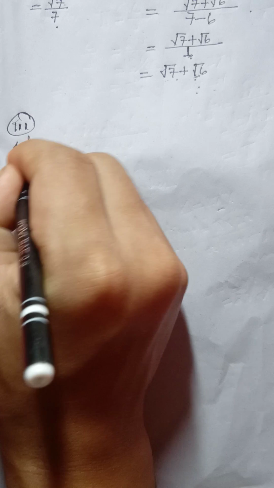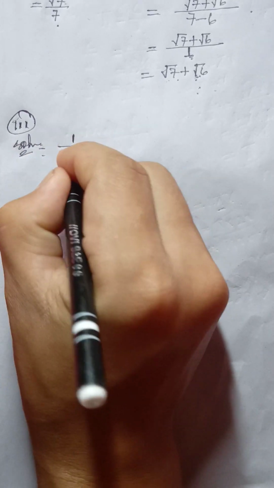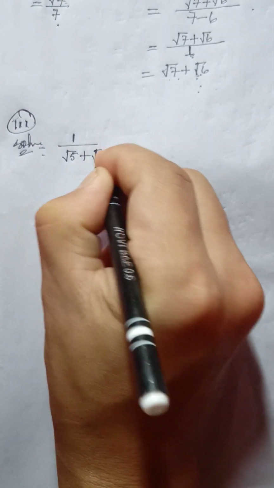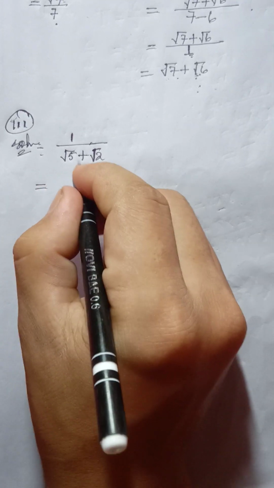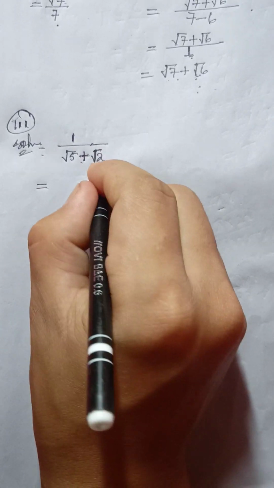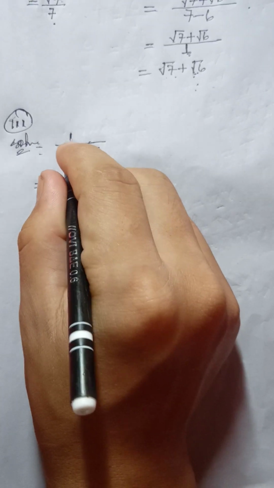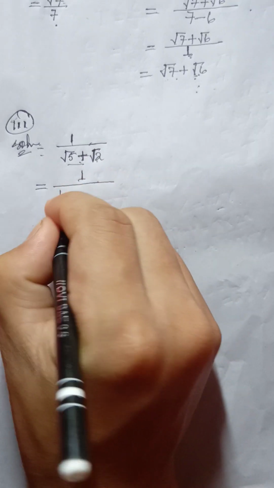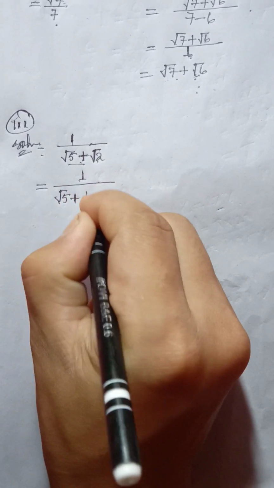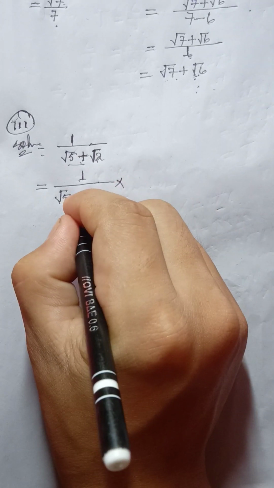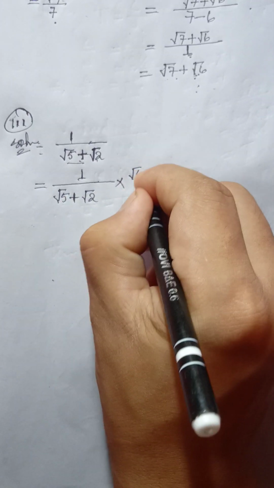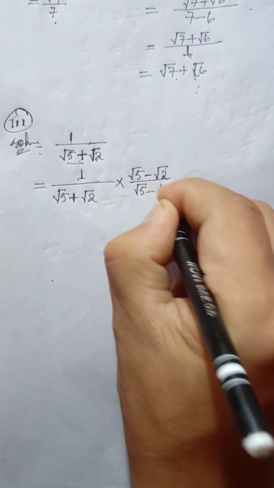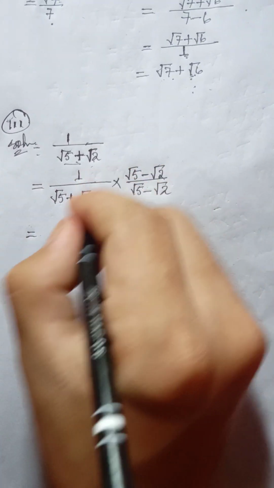Roman number 3 solution. What do we have in Roman number 3? That is 1 by root 5 plus root 2. Even here we have to convert this irrational number in the denominator into a rational number. Root 5 plus root 2 into, if we have plus here, we have to keep minus, root 5 minus root 2. Even here we put root 5 minus root 2. Just multiply these two. How much will you get?